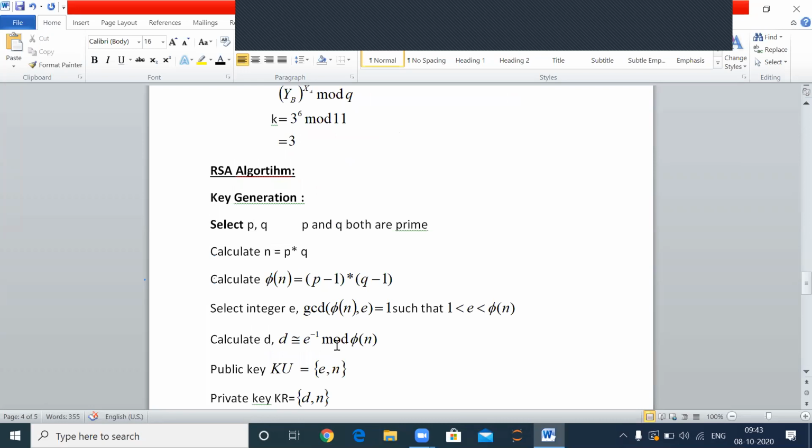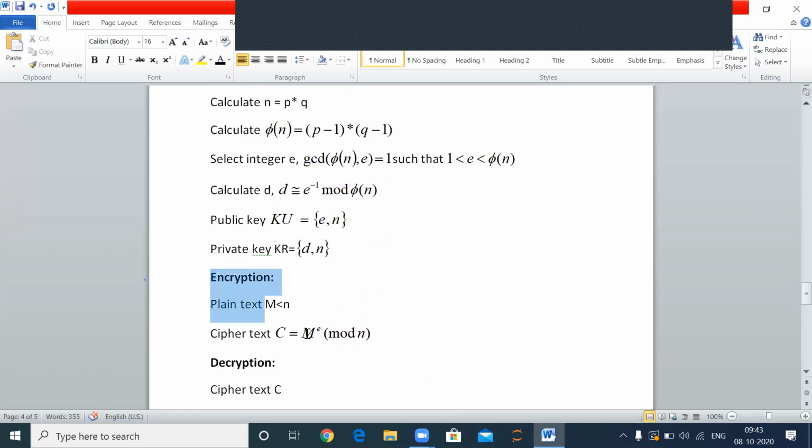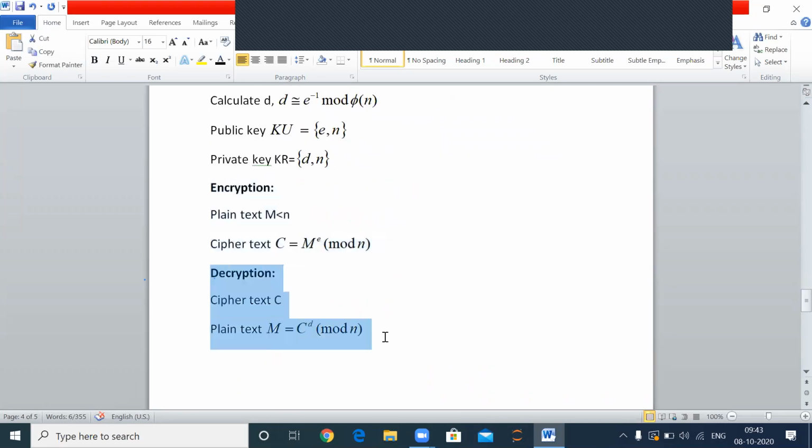This is about the RSA algorithm. Here, how the encryption can be done and how the decryption can be done. Now, perform encryption and decryption using the RSA algorithm. Let us solve this problem. P is given in the problem.